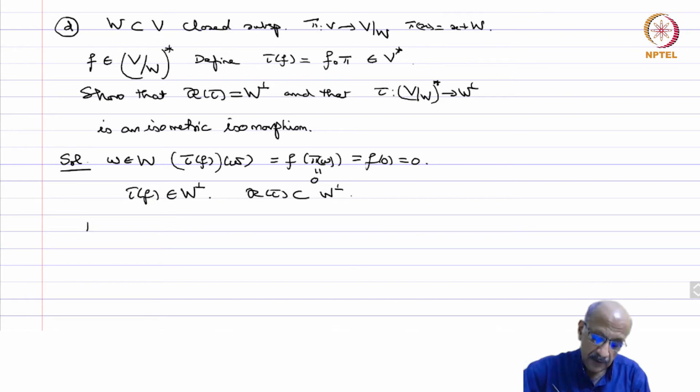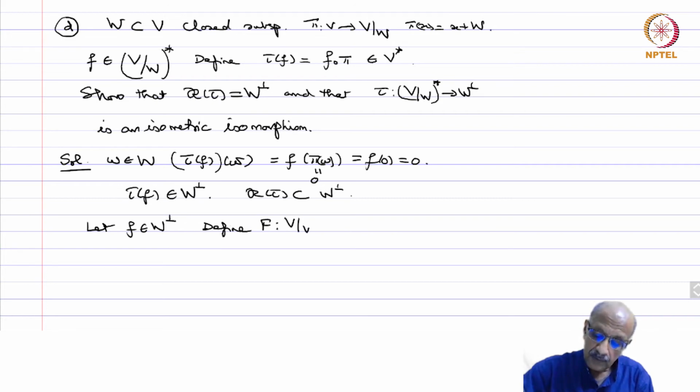Now let f belong to W perp. We want to show that it is tau of something. So you define capital F from V by W to R, namely F of x plus W equals f of x.